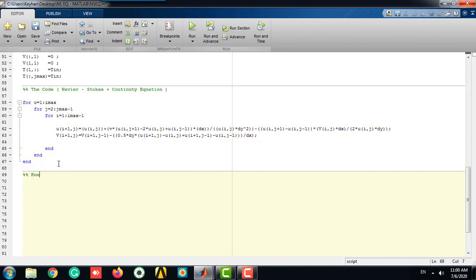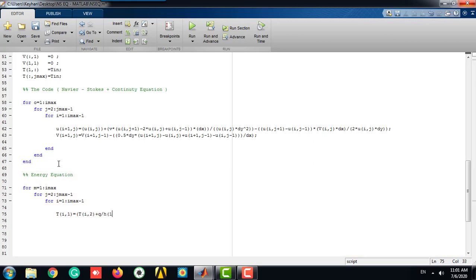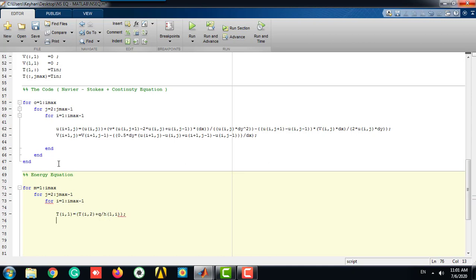After that, we enter the energy equation, which has 3 loops again, like the Navier-Stokes equation, and we enter the T i,1 equals T i,2 plus Q divided by H, which is the energy equation on the plate condition, and the transporting heat from the plate to the air above the plate.